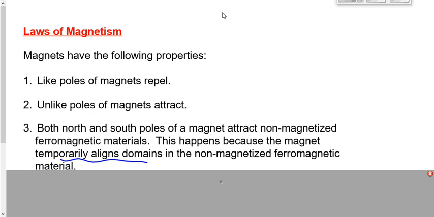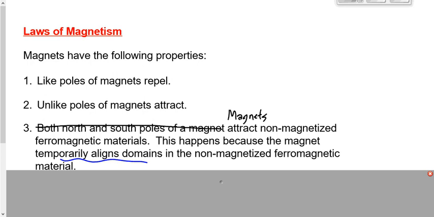Now, I could shorten that for you just a little bit because I heard the groans. Both north and south poles of a magnet attract non-magnetized ferromagnetic materials. We could probably safely simplify it by crossing that out and replacing it with the word magnets. Magnets attract non-magnetized ferromagnetic materials. They don't attract paper, they don't attract copper, but magnets will attract non-magnetized pieces of iron or steel.